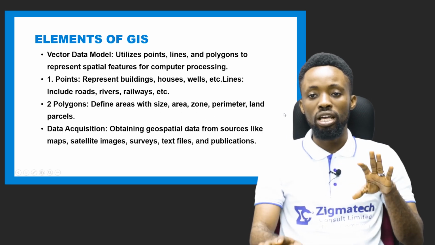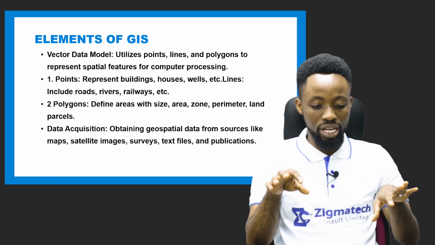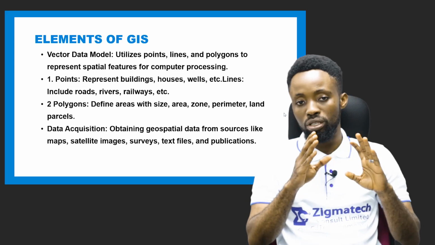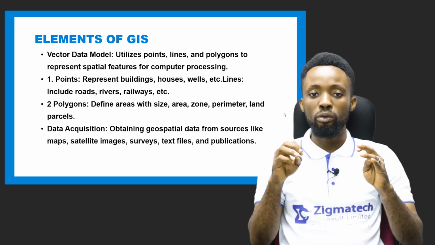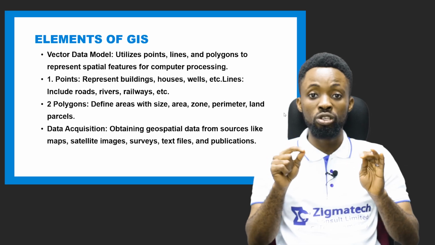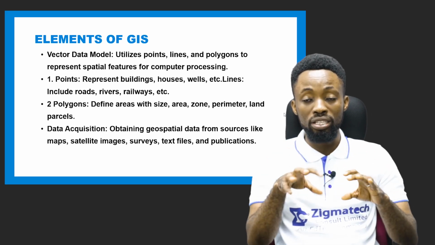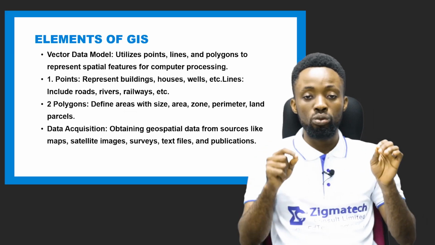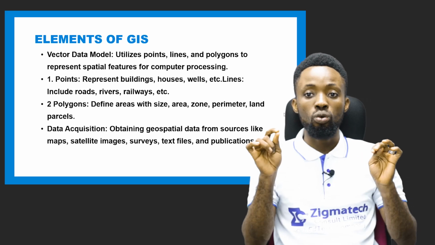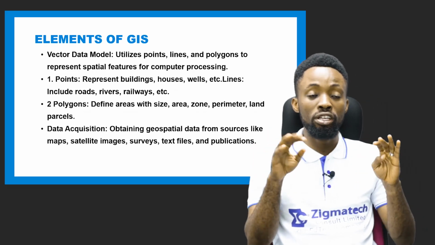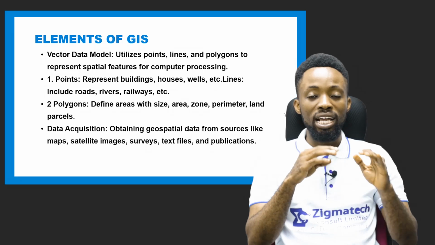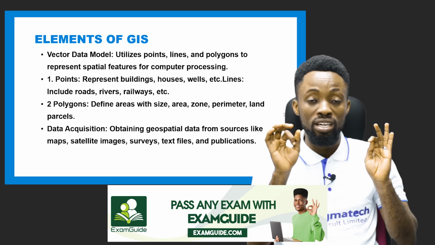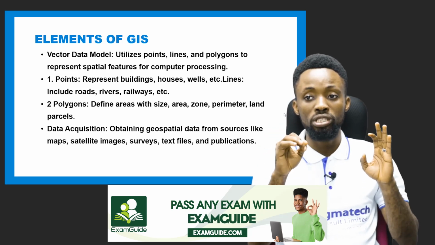Now let's go over to elements of GIS. Please note that the elements of GIS are different from the components of GIS. When we talk about the elements, we are talking about those key features that make the entirety of GIS possible, that we can use to describe what GIS entails. So what are those key features? The first one is called the vector data model. And like I said, the vector data utilizes points, lines, and polygons to represent spatial features, or geospatial features.